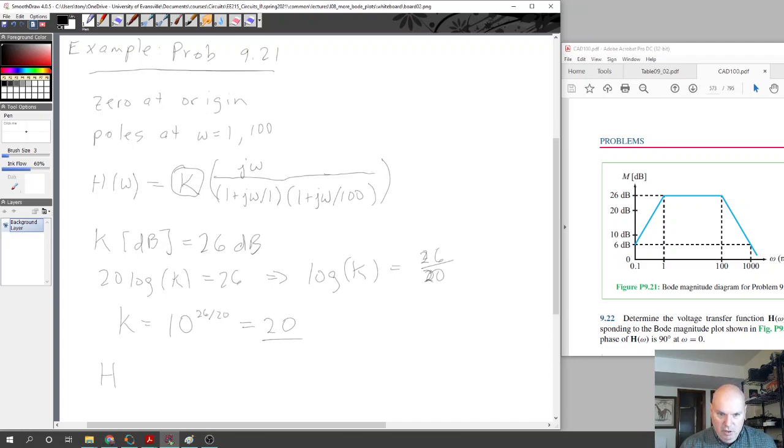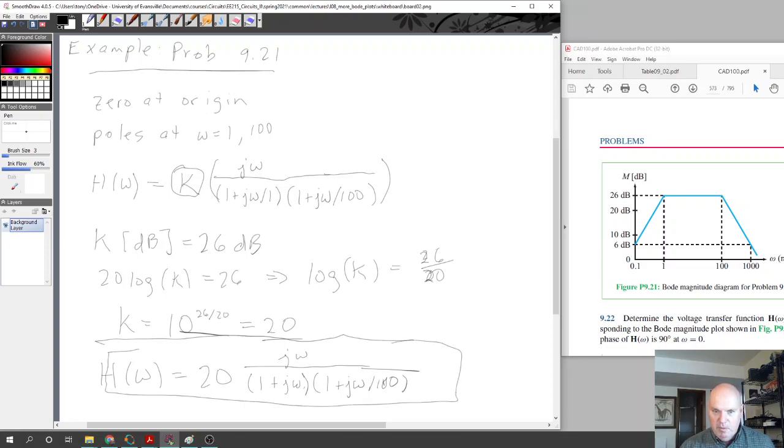So the complete transfer function for this is just 20 j omega, and then I'm going to write this as 1 plus j omega, and then 1 plus j omega over 100. Okay, and that's our answer, actually. Whoops, sorry. Got a little sloppy with drawing my box around my answer here.